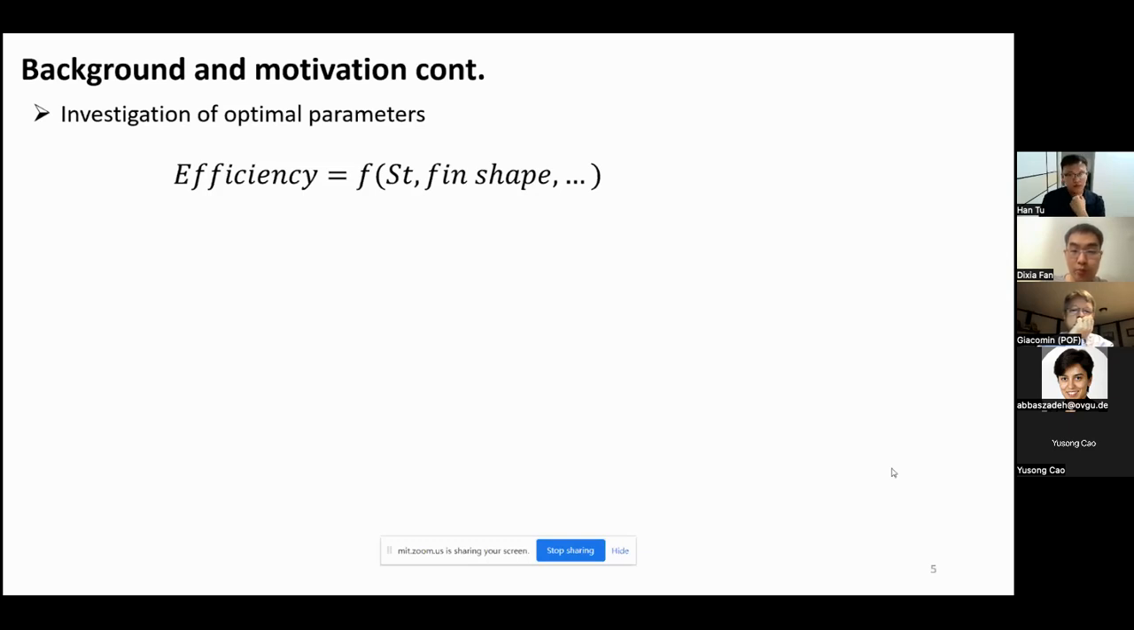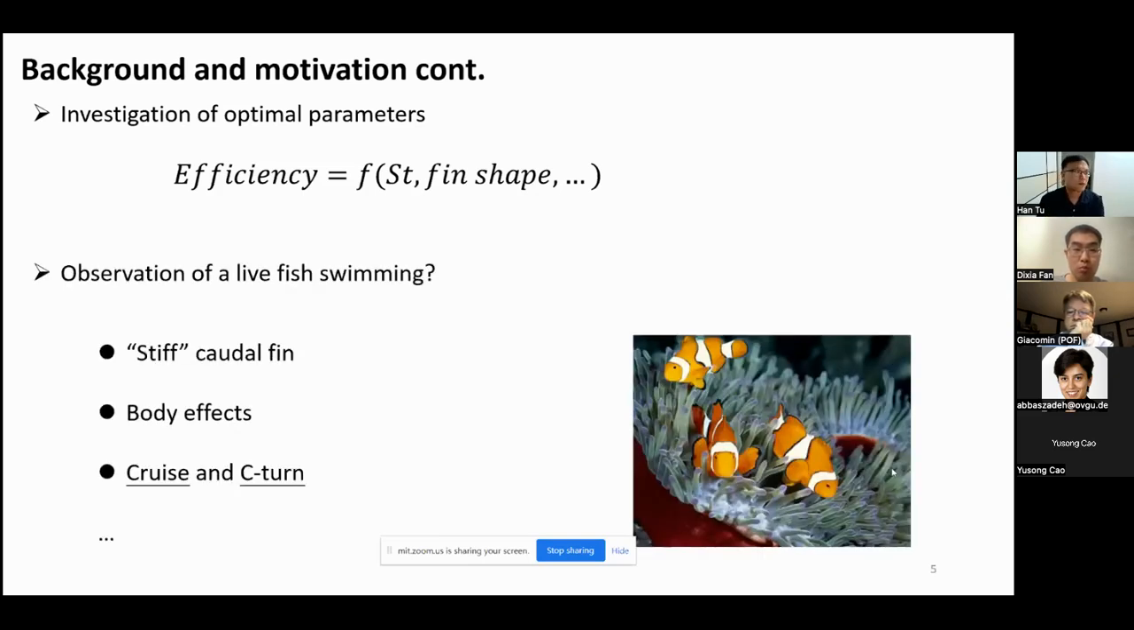But one thing difficult to duplicate in robotic caudal fin or robotic fish experiments is the stiffness of the real fish, because fishes are soft, not hard. So it is not easy to solve this issue in robotic experiments. And also we notice that the rapid turning maneuver is rarely achieved by using a robotic fish. So then we start to think, what if we directly observe a live fish swimming? If we do so, the first two issues, the stiffness of the caudal fin and the body effects, are inherently solved. And I think by properly designing the experiments, we are able to observe cruise and the C-turn maneuvers of the live fish.